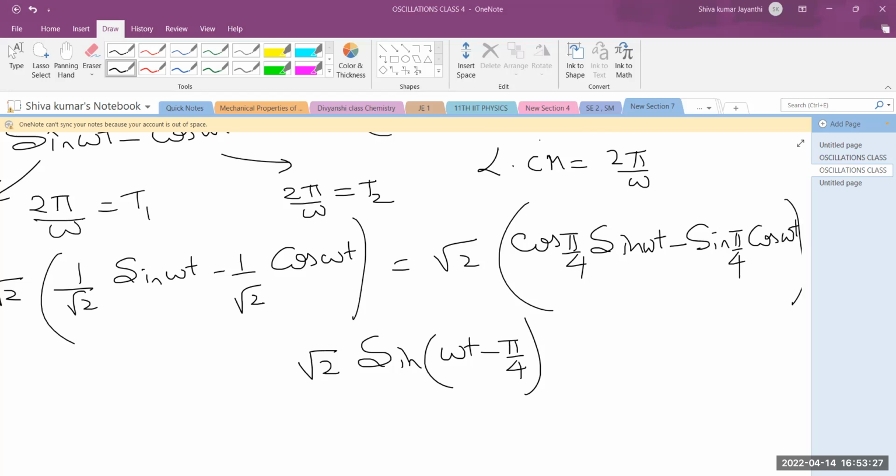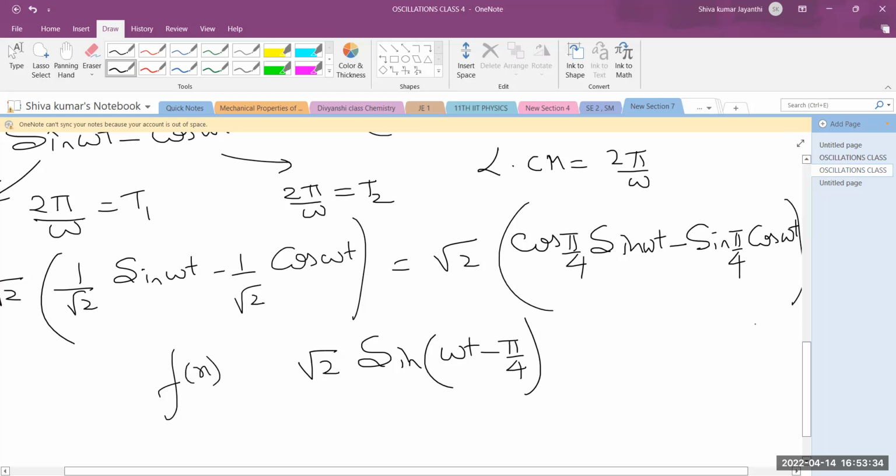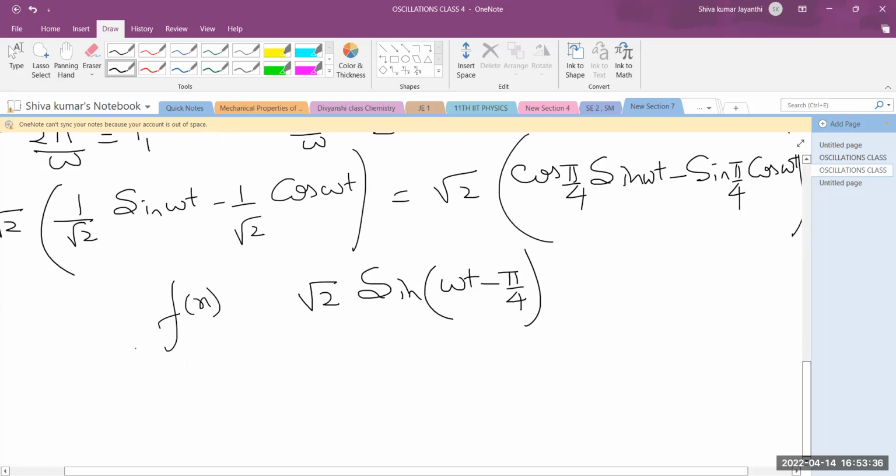So this is a periodic function or not? Yes, of course it's a periodic function. Why? Because we already did this problem, just there was an addition here. With addition we did. So we already know that it's a periodic function of period 2 pi by omega. Same thing here. So it's a periodic function, no doubt about it.